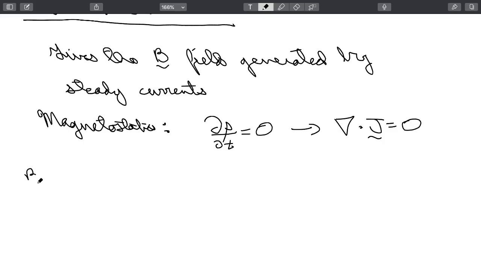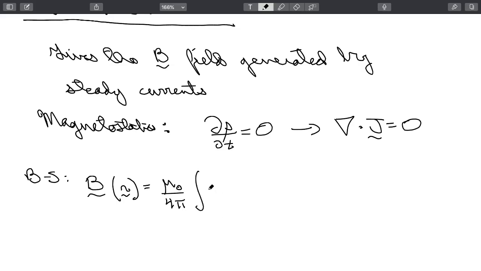So Biot-Savart tells me that if I want to have the magnetic field at a certain position R, there's a proportionality constant. We discussed these proportionality constants at the beginning. You remember this vacuum permeability that was just redefined in the International System of Units.